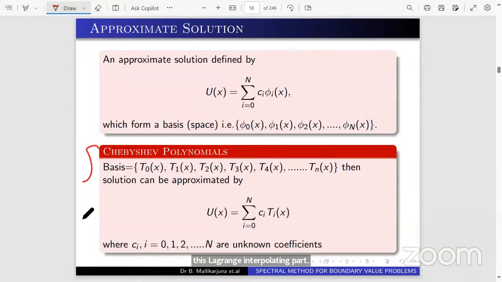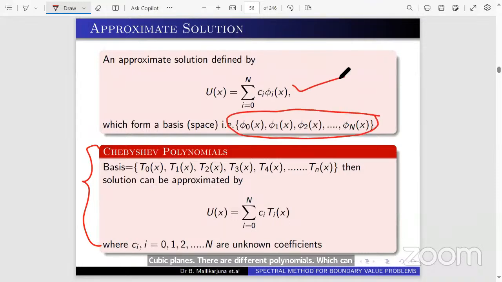Next, Chebyshev polynomials, T0, T1, T2, T3 and so on, Tn. Next, Legendre polynomials. I have not listed them here, I'm just mentioning Legendre polynomials, Laguerre polynomials, cubic splines. There are different polynomials which can be considered in place of these to approximate the solutions of the differential equation. This is the first part: how we approximate the solution.